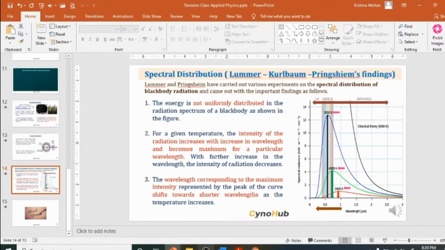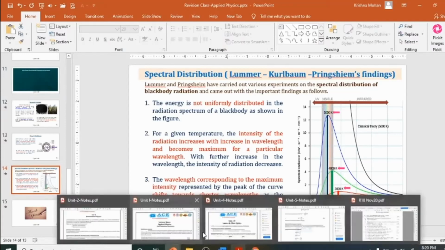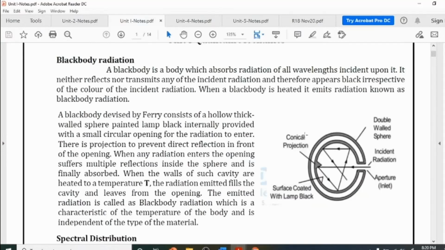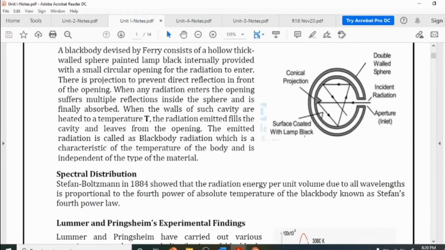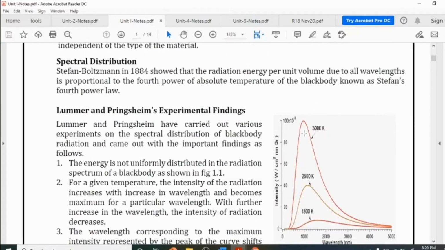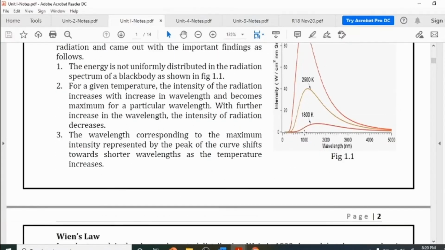I have notes with me. I would be opening the notes of the first unit here for you. This is the lecture notes for applied physics. So quantum mechanics, what is black body radiation? This is available on our website. Again, let me tell you, for the spectral distribution, this is sufficient. This would be for 7 marks, right?